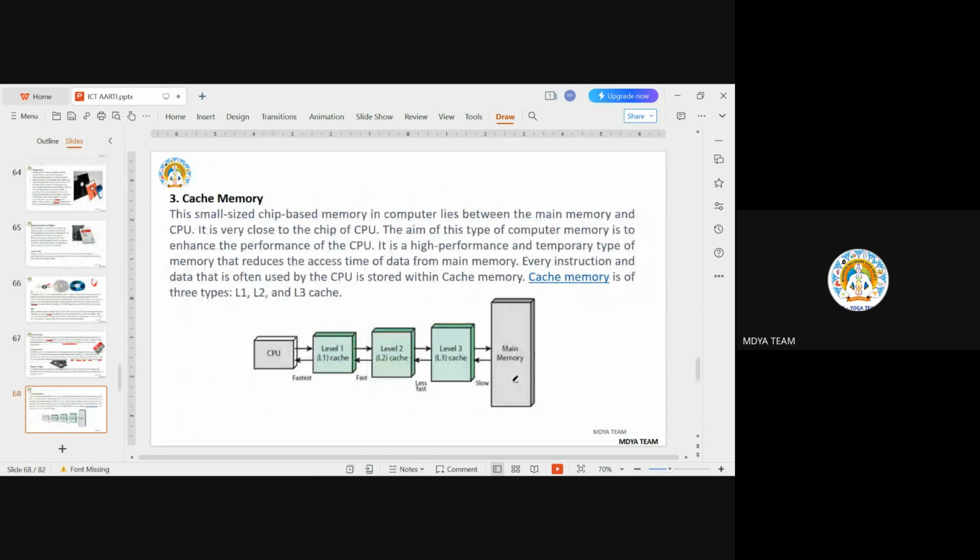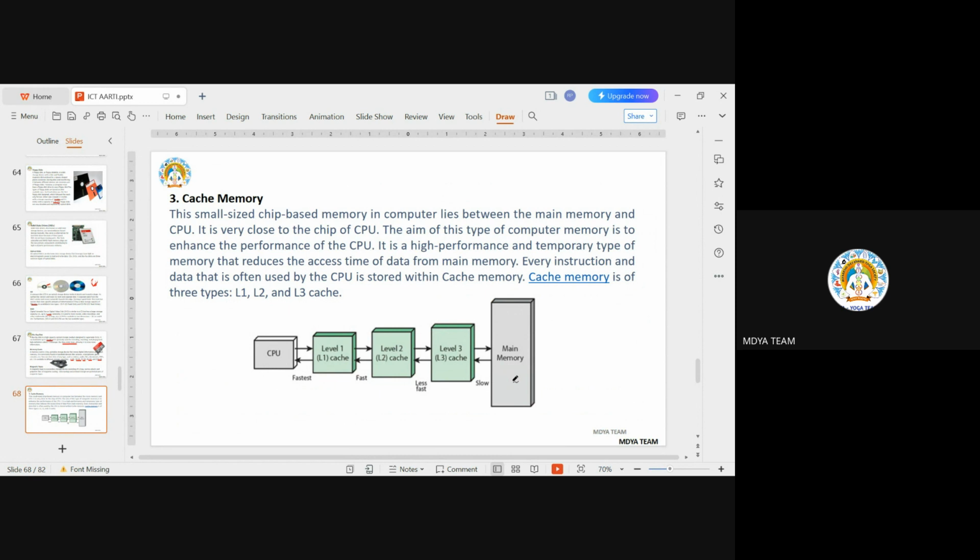Now, next one is the cache memory. Coming to the last one, the memory is cache memory. This is a small size, chip based memory in the computer that lies between the main memory and CPU. As I told you, this is a memory hierarchy. Next I will teach you about the memory hierarchy.